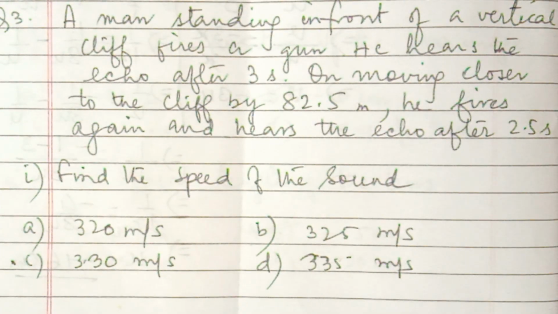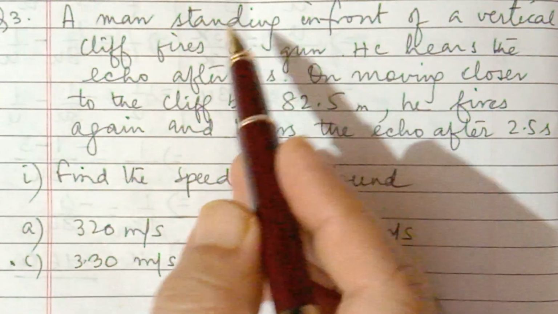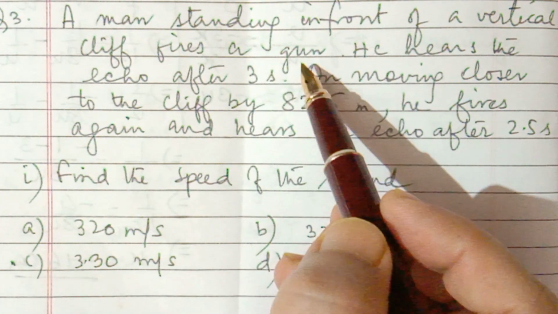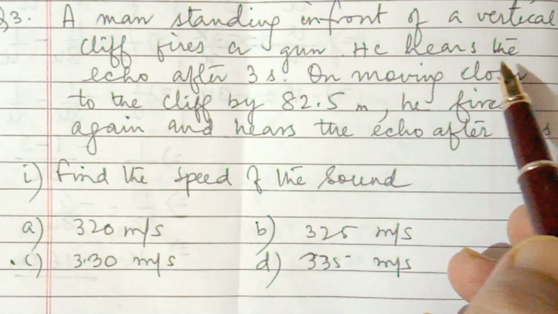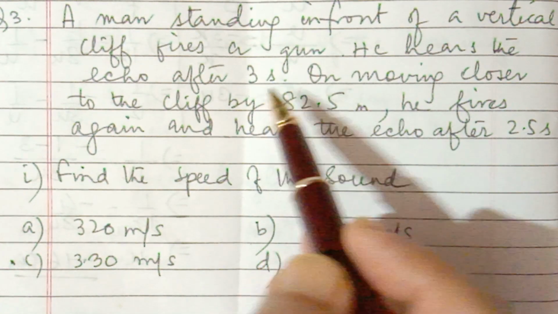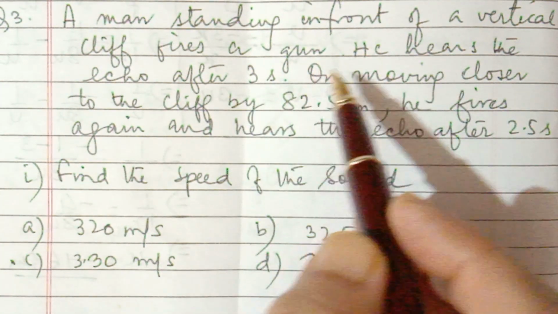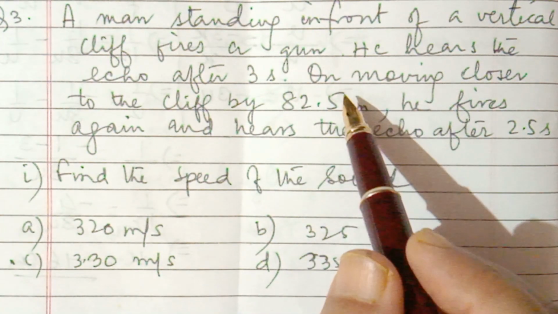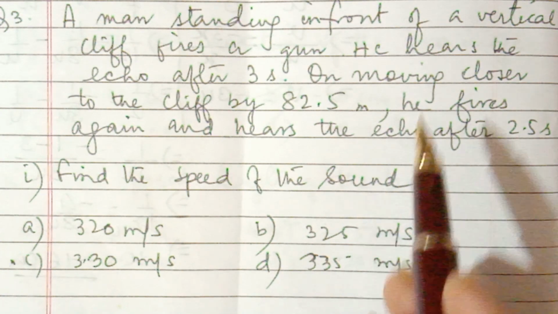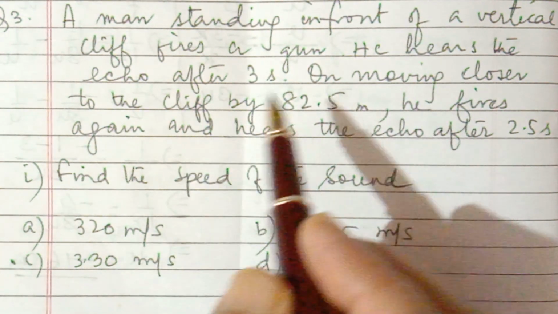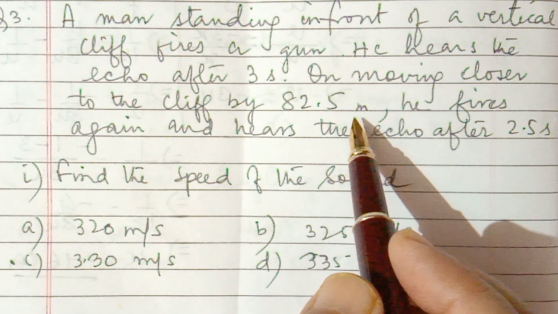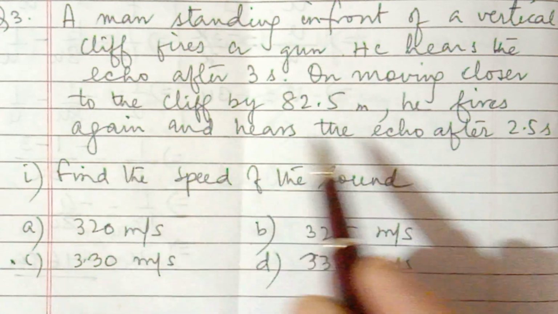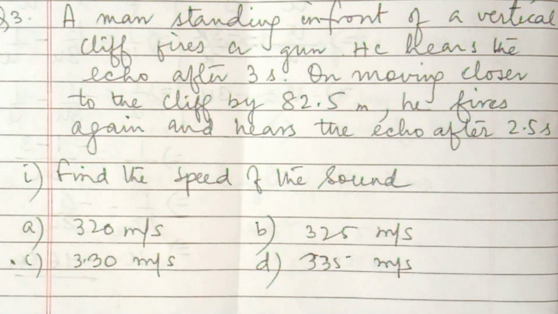Okay, question number 3 now. Question number 3 is like this. A man standing in front of a vertical cliff fires a gun. He hears the echo after 3 seconds. So when he is at some distance, then he hears the echo after 3 seconds. Now he moves closer to the cliff by 82.5 meter. Then he fires the gun again and hears echo after 2.5 seconds.